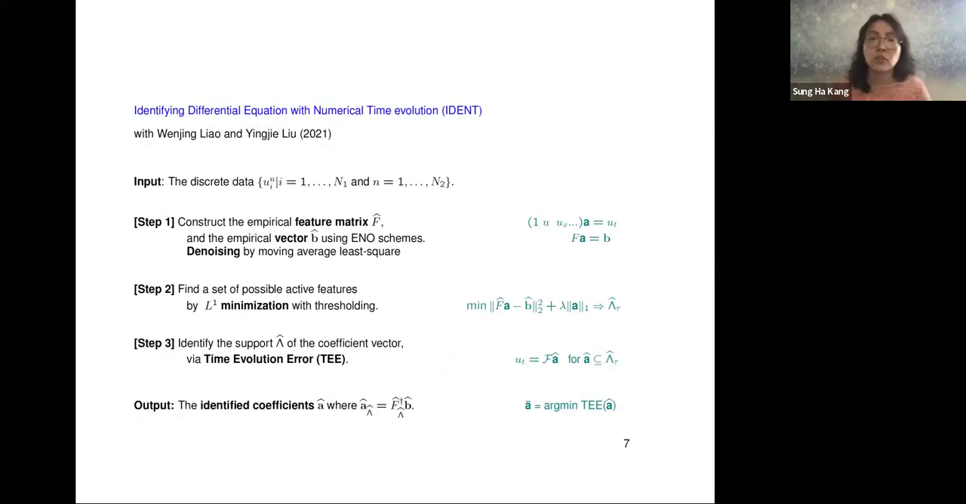So let's talk about the first work. This is sort of a backbone, that's why I'm showing you this. So given discrete data, discrete data is given to us, now we're going to make a feature matrix. As I explained, this is Ax equal to b. You make the Ax equal to b.